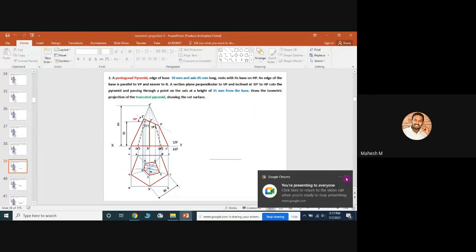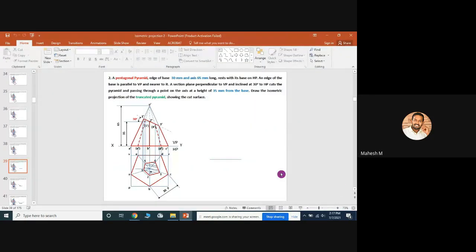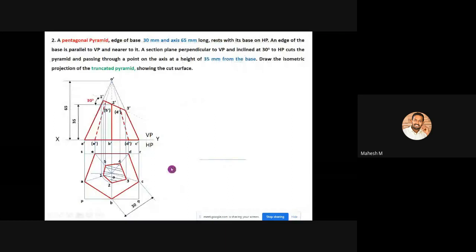So in our last class, we were discussing a pentagonal pyramid, particularly a truncated pyramid. We have discussed the front view and top view. So here we have to create the isometric projection. The condition is similar for all kinds of problems.